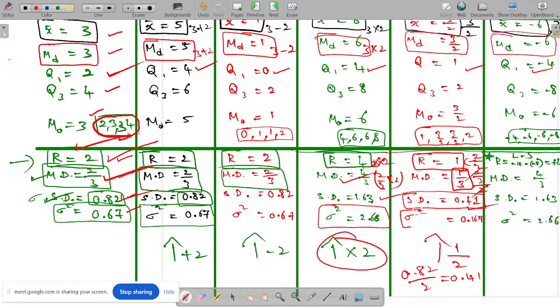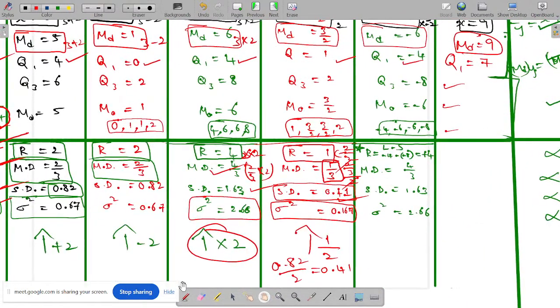Here, sigma square. Actually, we have to square and multiply. We cannot directly take it. Then this case. What you did over here, please? What you did here? You multiplied by? What's the fifth case? What you did here? Into minus 2. Now come for the property.